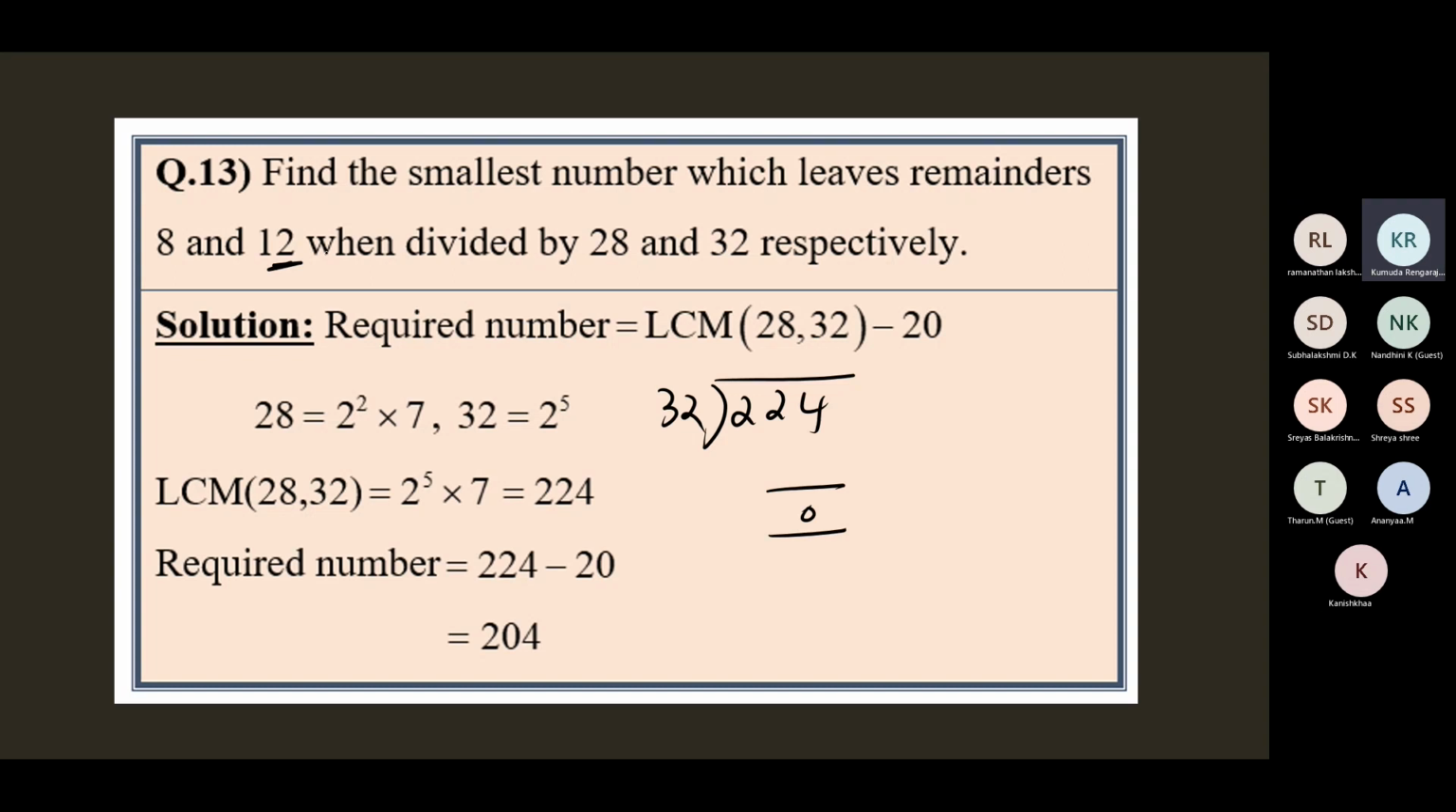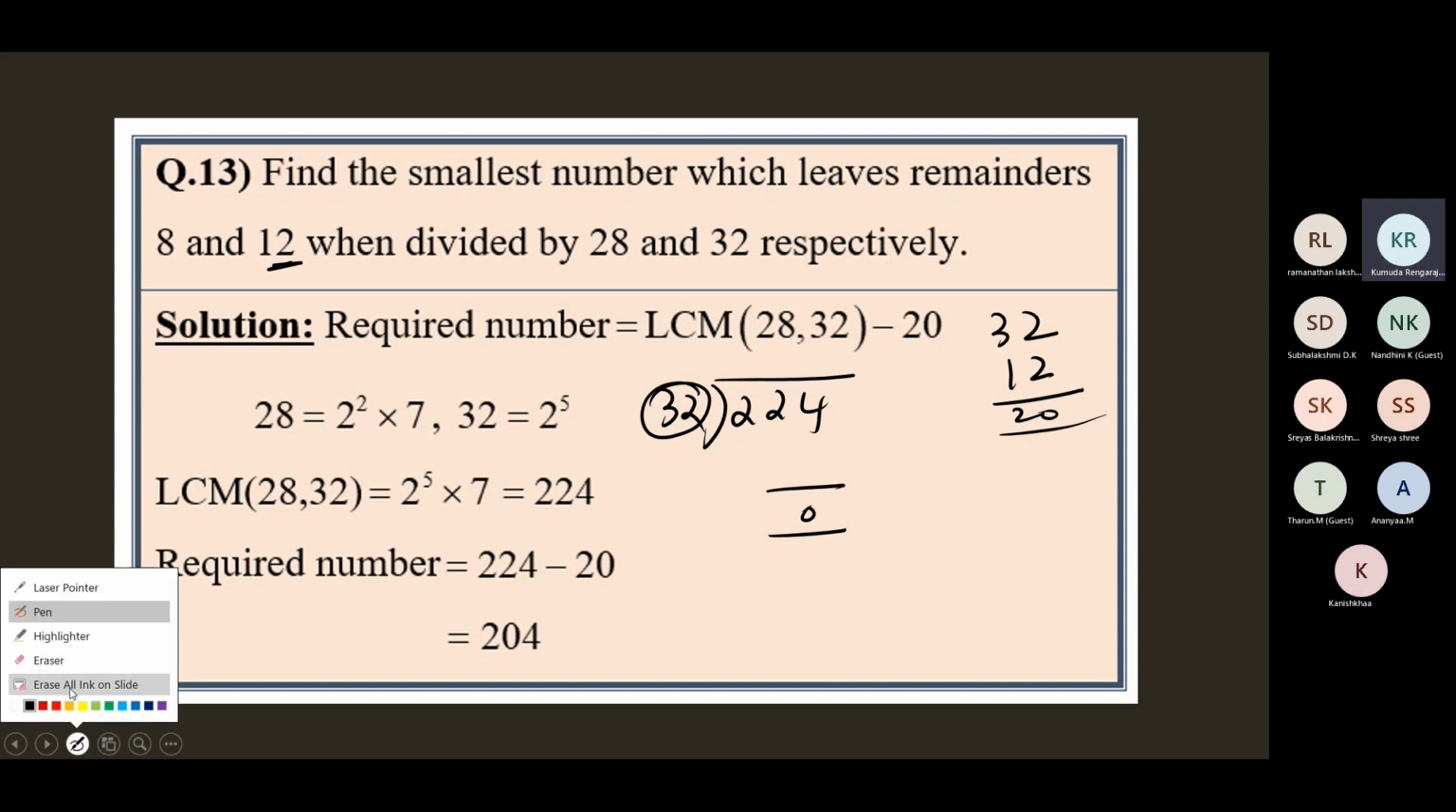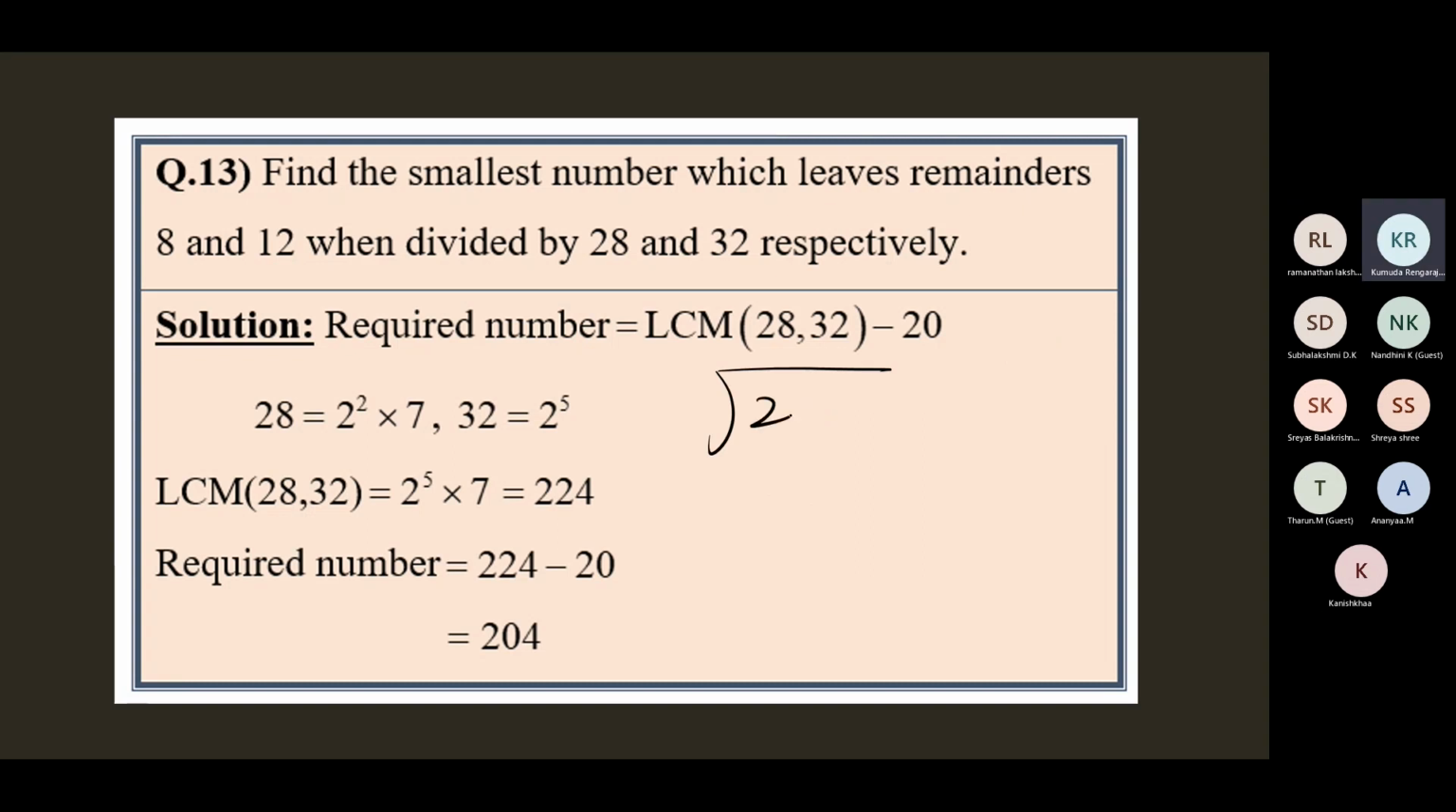But they want the remainder to be 12. If the remainder should be 12, then the number should be 20 less, because 32... 224, 20 less than that. You can divide and see. So 204 divided by 32. 32 six times is 192. And the remainder is 12.